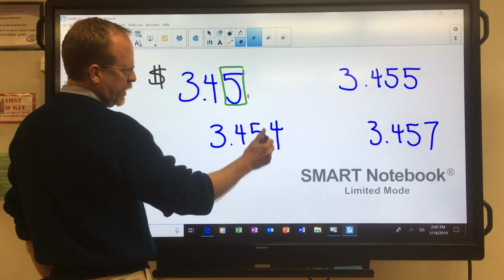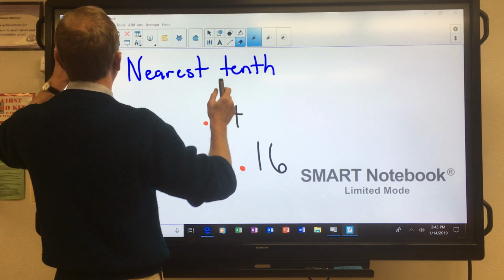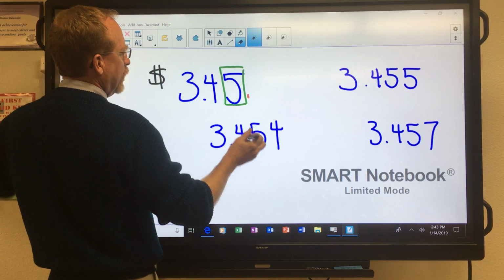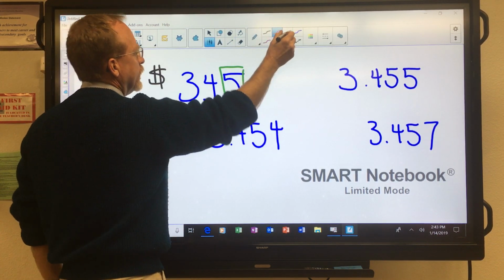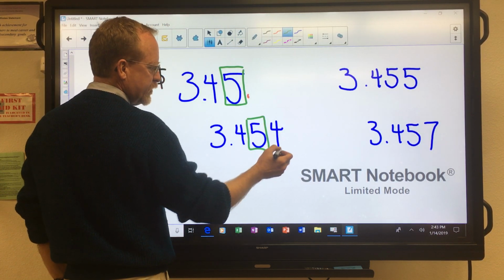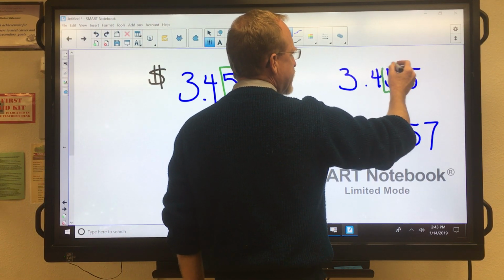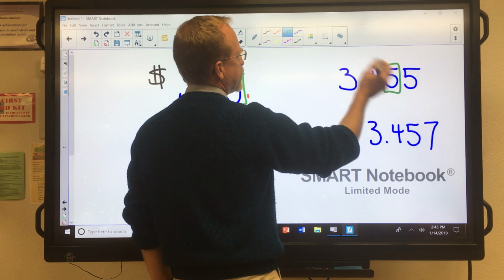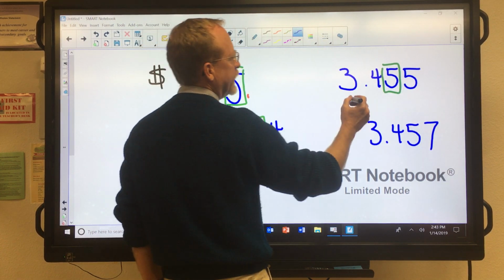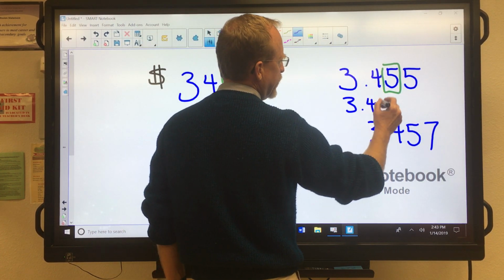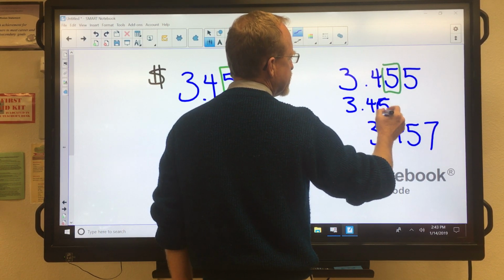Now here, we're looking at the hundredths again. There's a 4, so we hold. We look at the hundredths on this one, this time it's a 5. So now we've kind of crossed the line, and that rounds off to $3.46.